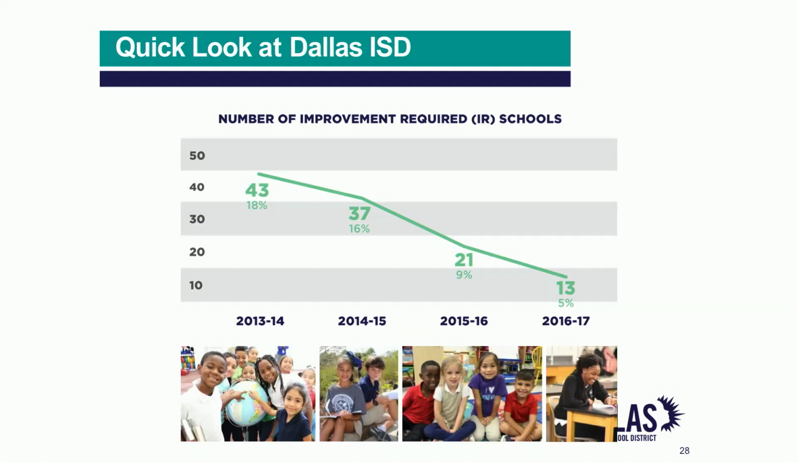And then over the last 4 years, the district has dramatically reduced the number of schools that are rated improvement required from 43 down to 13, which is about 5% of the district. Just for your reference, every year the lowest scoring 5% of schools across the state are designated improvement required. So for a district like Dallas ISD to be on par in terms of percentage of low performing schools with the state as a whole is actually quite remarkable.